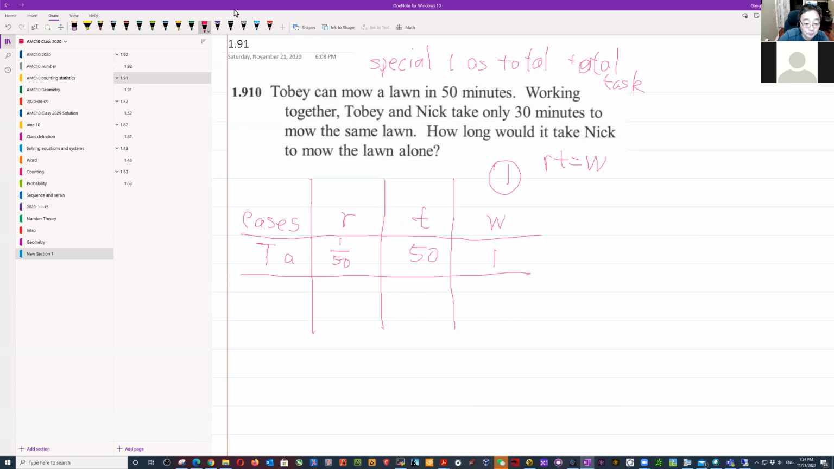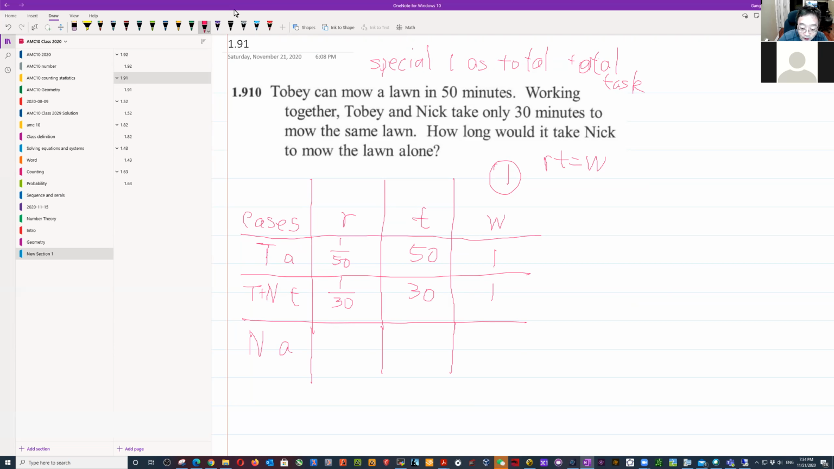And then Toby and Nick, so together, T plus N, take only 30 minutes to do the same lawn, and their speed is 1/30th of the lawn. And then it's asking how long it would take Nick alone. Their combined speed is the speed of Toby alone plus the speed of Nick alone.